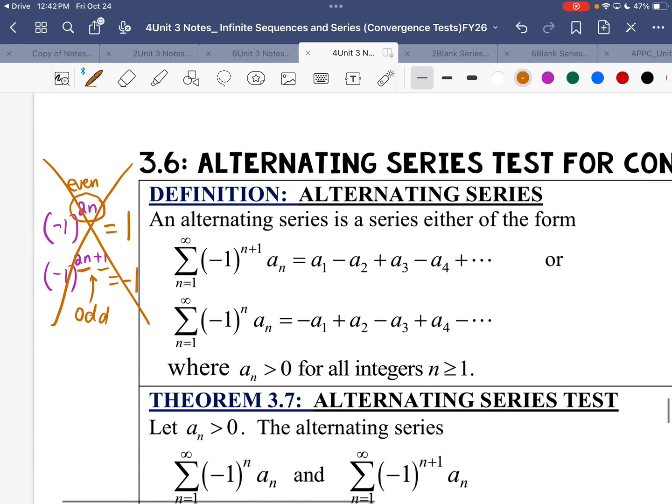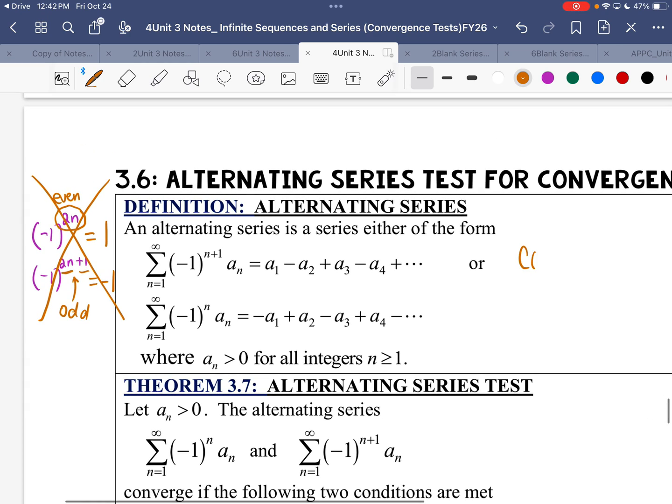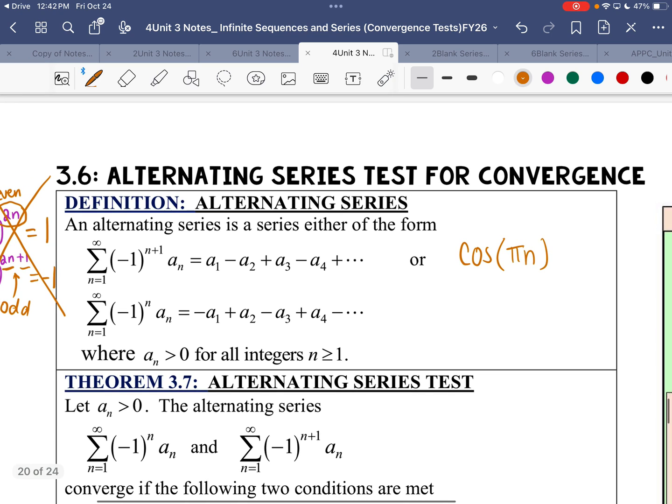Another tricky alternating series is cosine(pi n). How is that an alternating number? If I'm saying the sum going from 0 to infinity, let's expand it out a little bit. What's cosine(pi) at 0?